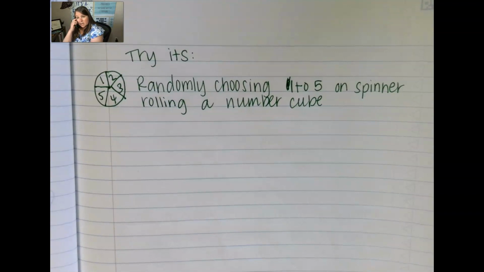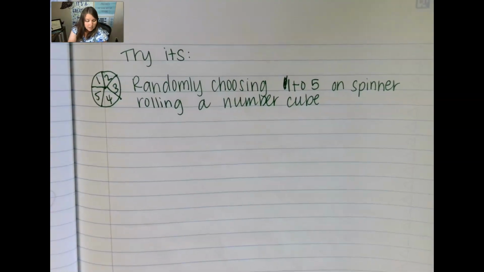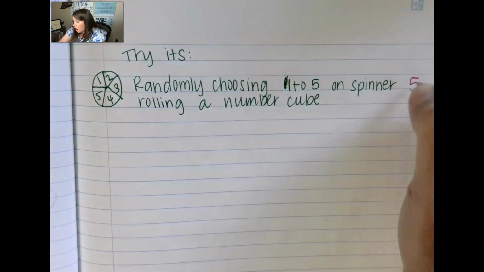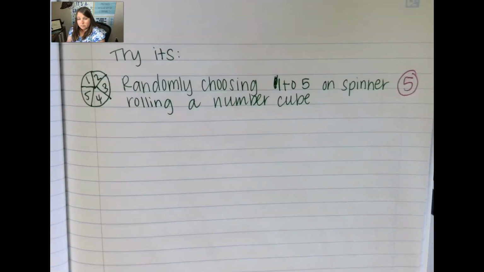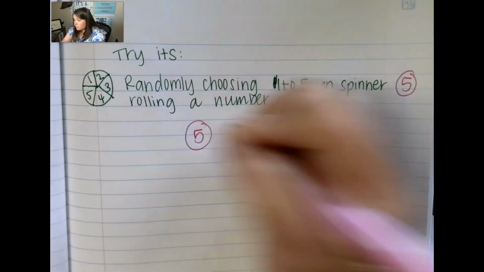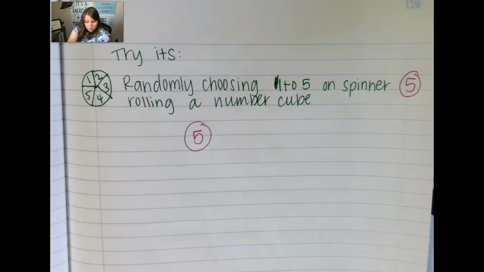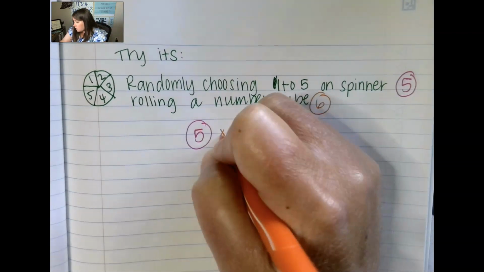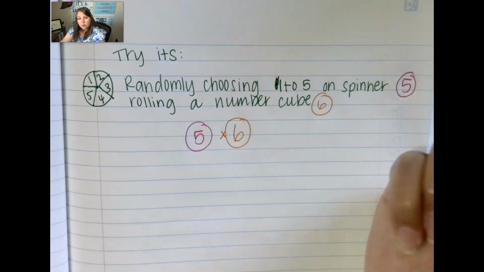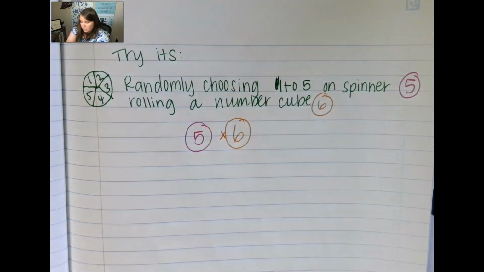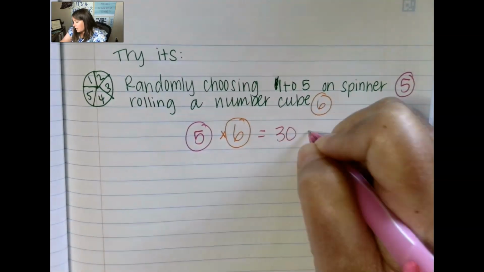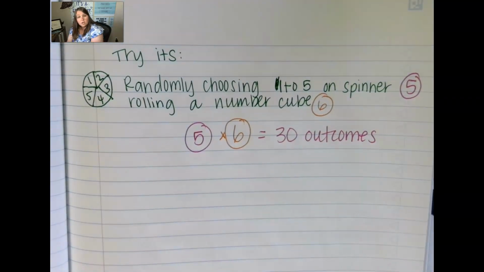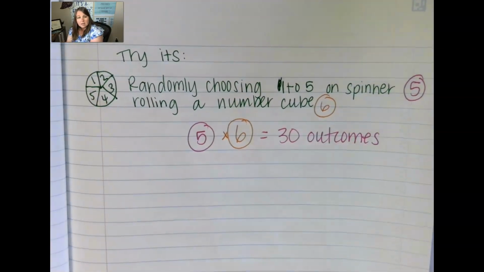Go ahead and hit pause right now so you don't hear me solving, and then when you're ready, come on back and check your work. Randomly choosing on the spinner, there are 5 outcomes that we could have. Rolling a number cube has 6 outcomes. Times the 6 outcomes, we're going to get a grand total of 30 outcomes. There are 30 possibilities when you spin the spinner while rolling a number cube.